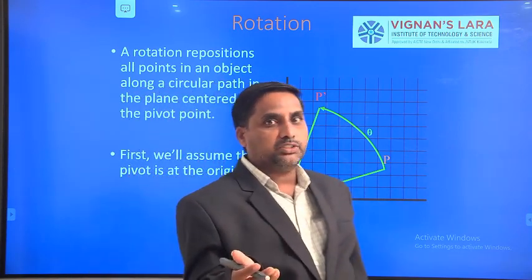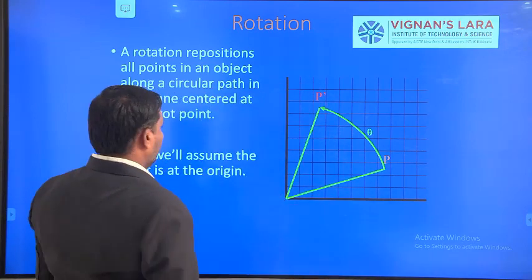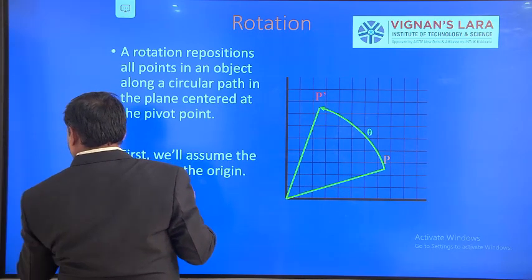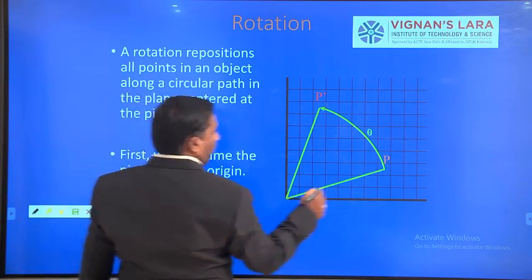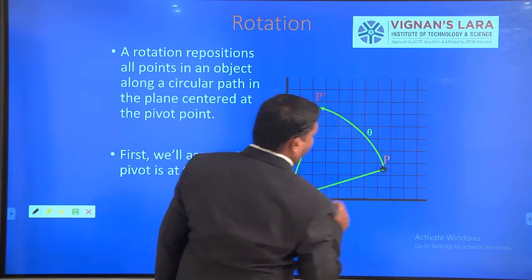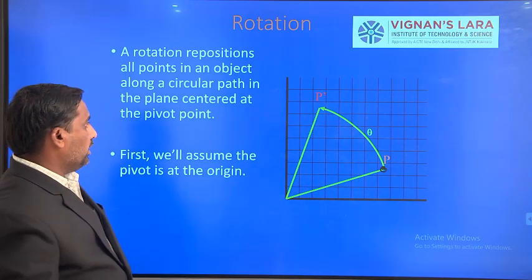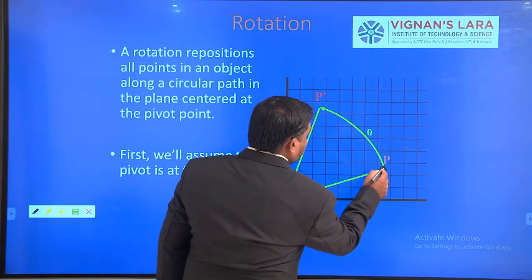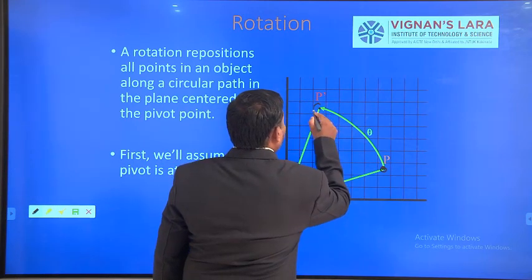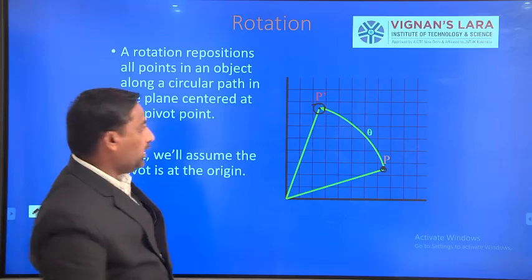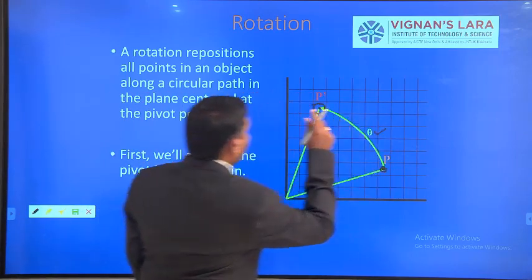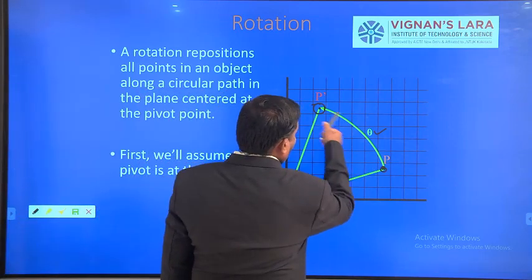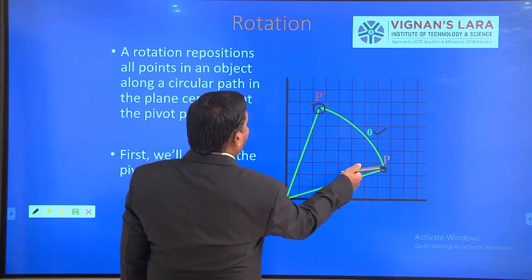Starting from the point P. Once again, only one point I have taken. So consider a point P here. This is the location of the point P. Here I want to move this point P from this location to P dash, another location, through an angle theta. That means it has been rotated.